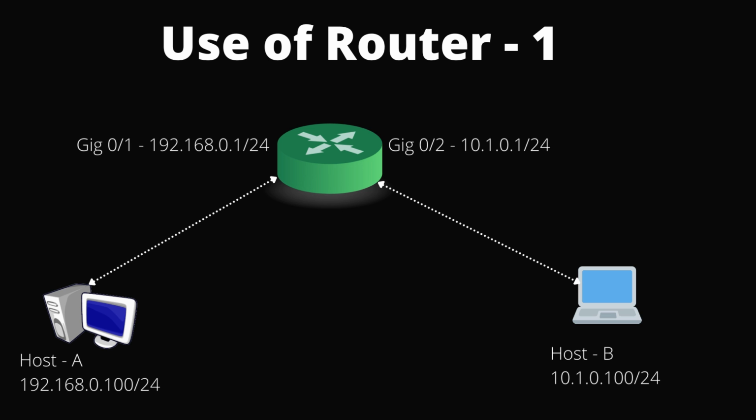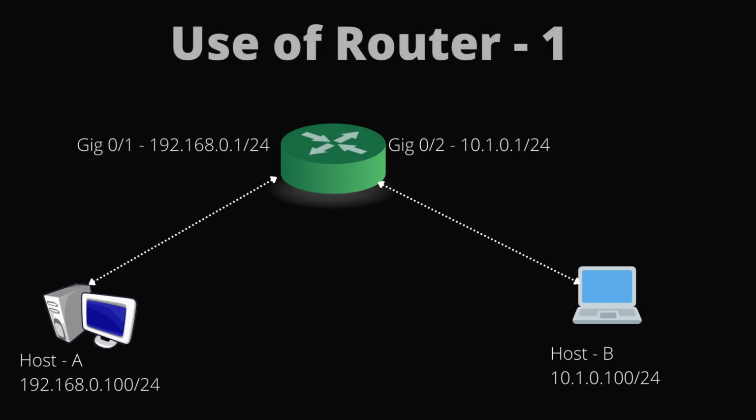So if host A wants to communicate with host B, it should connect to its gateway first, which is a router, and the router will forward the traffic to host B. Vice versa communication will happen. And to make this communication between these two different networks, router is essential. Okay, so this is how router works.